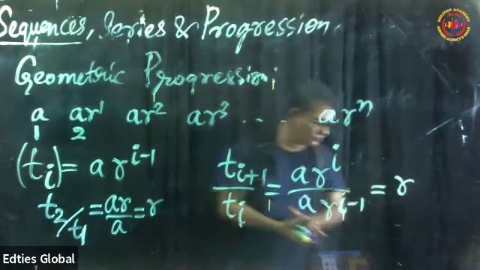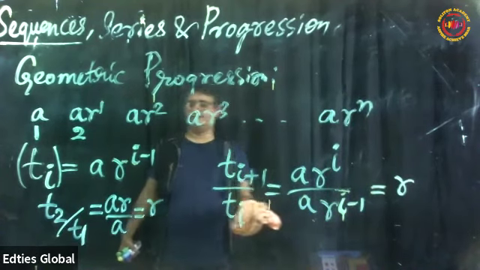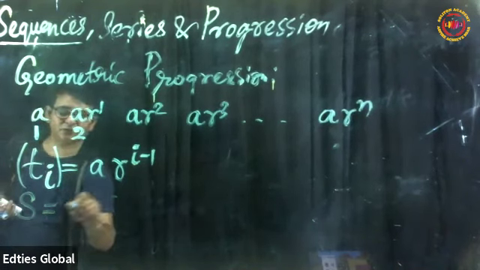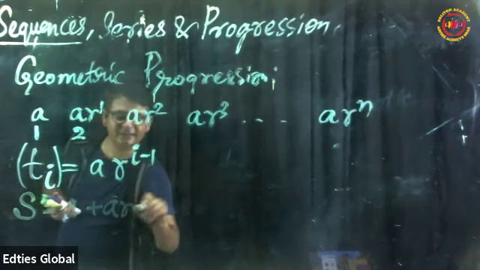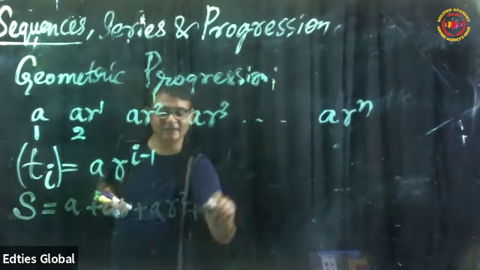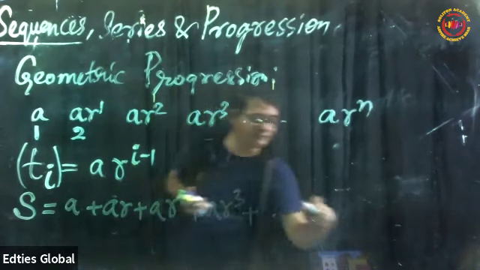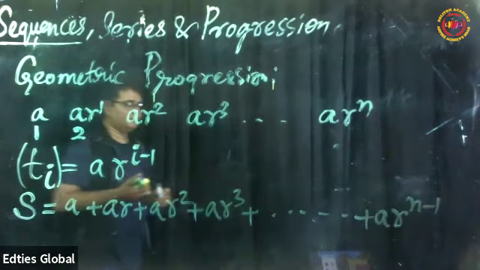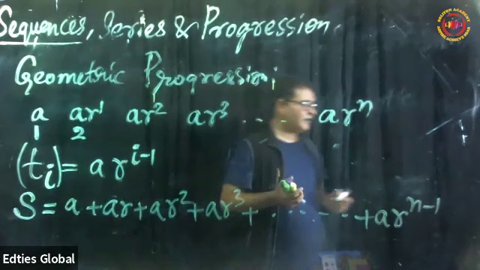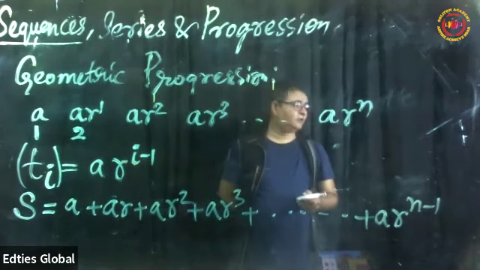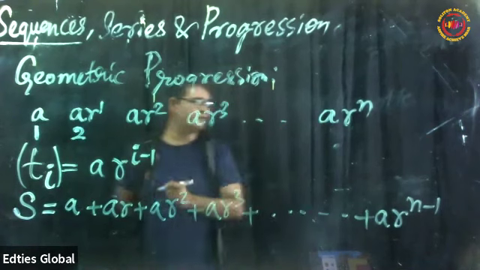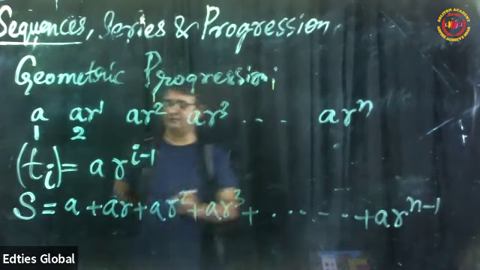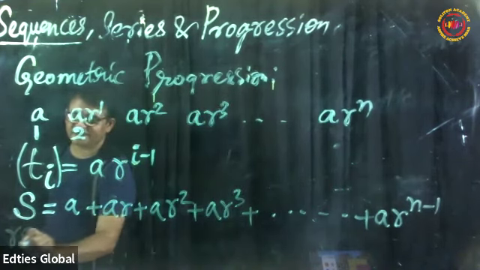Now, if somebody asks you, what is the sum of this series? So you want to find the sum. You have A plus AR plus AR square plus AR cube, and it goes on like AR to the power n minus 1. Now what can I do so that I can find the sum very easily? Suppose I multiply this series by R, what will happen? I get R into S.